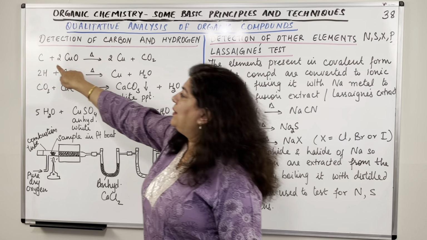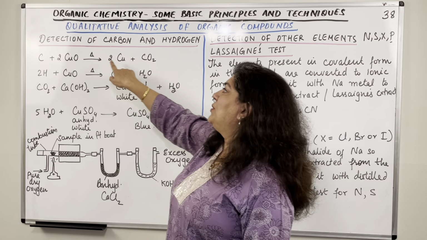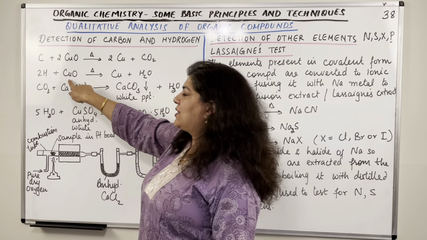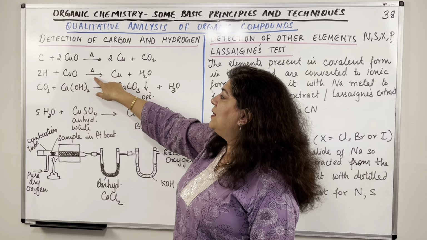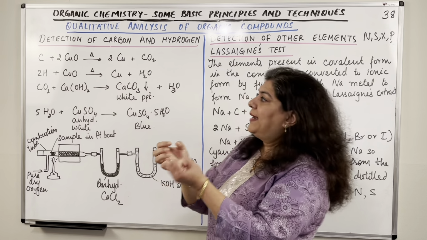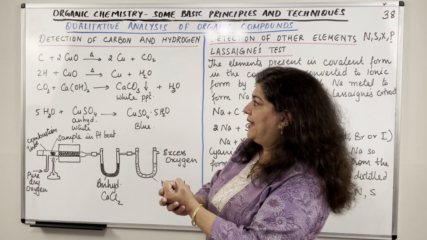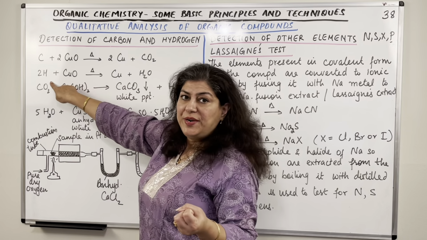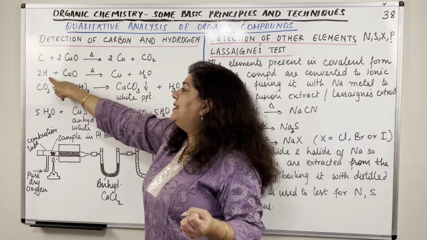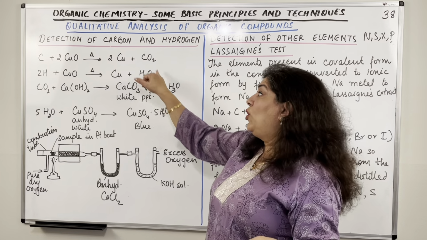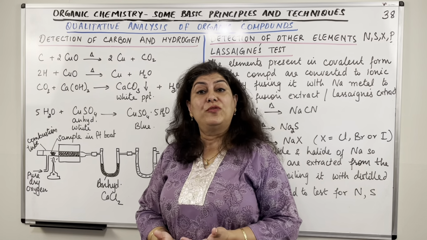So when carbon reacts with cupric oxide, you get copper and carbon dioxide. Similarly, when hydrogen reacts with copper oxide, what do you get on heating? In other words, you are heating the compound with copper oxide, and what you get is copper and carbon dioxide. And if hydrogen reacts, again you get copper, and hydrogen combines with oxygen to produce water. So you get water. Now how will you identify the presence of water?